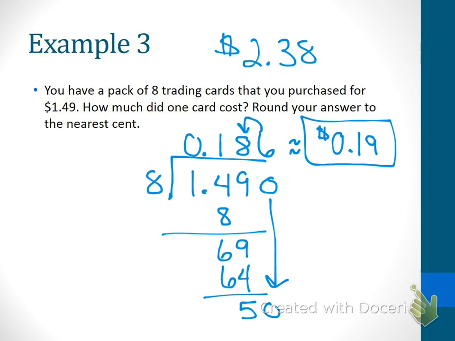Guys, if you say 18 cents, it's wrong. Okay, so you've got to go one past whatever place value you're rounding to. All right, you could have a quiz or a test question that asks you to round your quotient, so make sure you know how to do that. If you understand that, that's everything you need to know for 2.4.